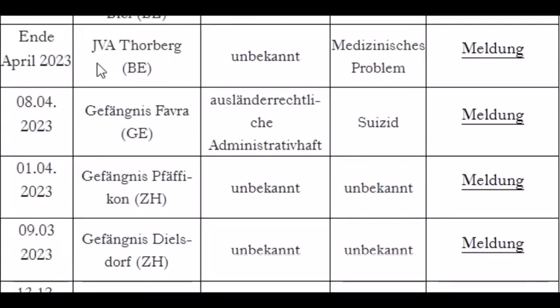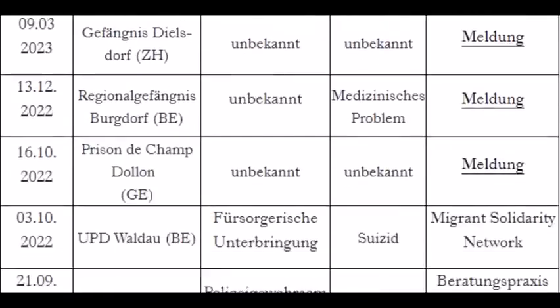So I'll let you look at it yourself. And I was also in this prison here, Thorberg. He died of a medical problem. Yeah, sure. He probably got suicided and took an overdose on pills, and then it's a medical problem. There's a foreigner, not even a criminal, in Geneva, G-E is Geneva, suicide. And this one here is in Zurich. It says unbekannt. It says we don't know. They don't know why he died, or they don't want to give any information.